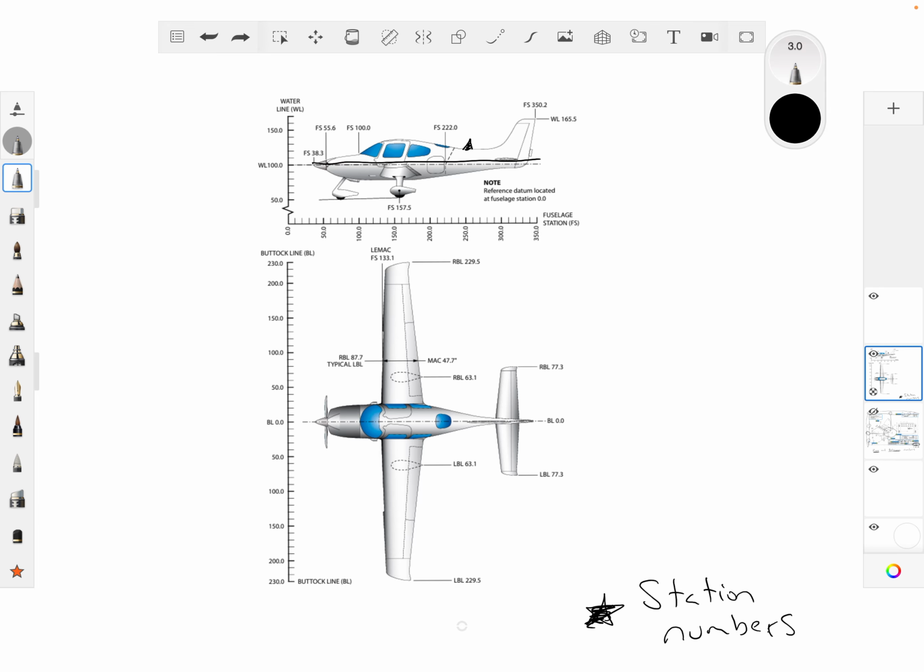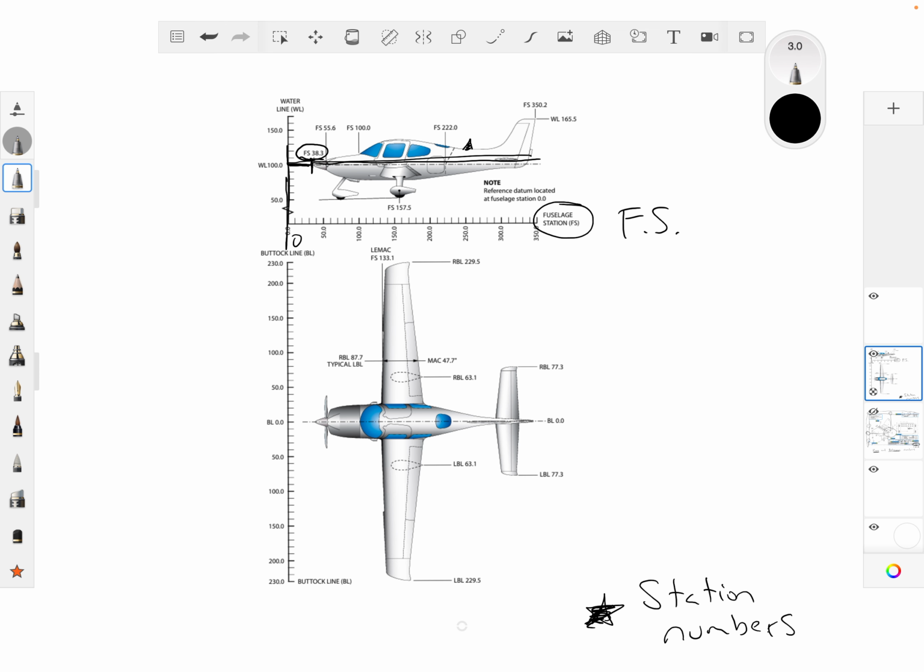Okay, that being said, we have 3 different station numbers. We have fuselage stations, and it is abbreviated as FS. And so in this particular aircraft, our datum is over here. It's 0. It's located in front of the nose of the aircraft, by 38.3 inches. So that would be your fuselage station. Those run down the longitudinal axis.